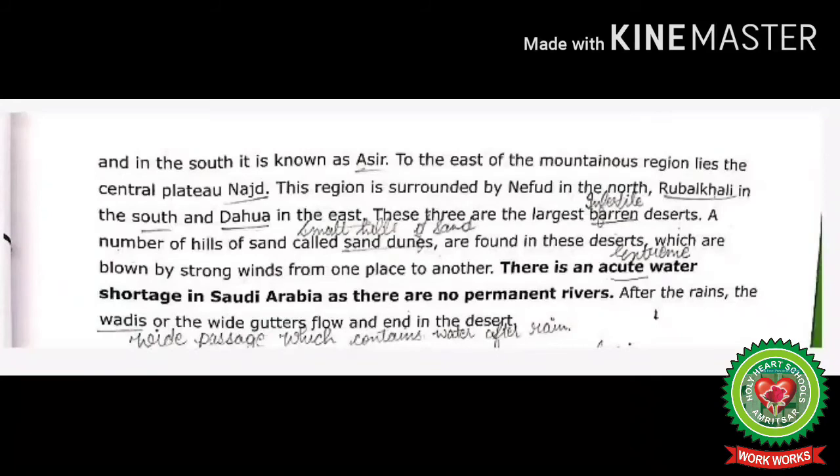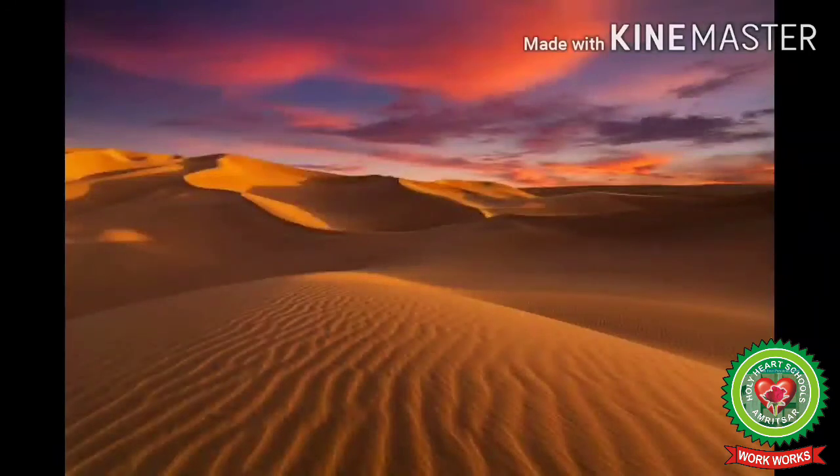A number of hills of sand called sand dunes are found in these deserts, which are blown by strong winds from one place to another. Students, write down the term sand dunes: small hills of sand. Sandstorms are quite often in the desert region. They take away sand from one place and deposit it at another place. These hills of sand are called sand dunes.